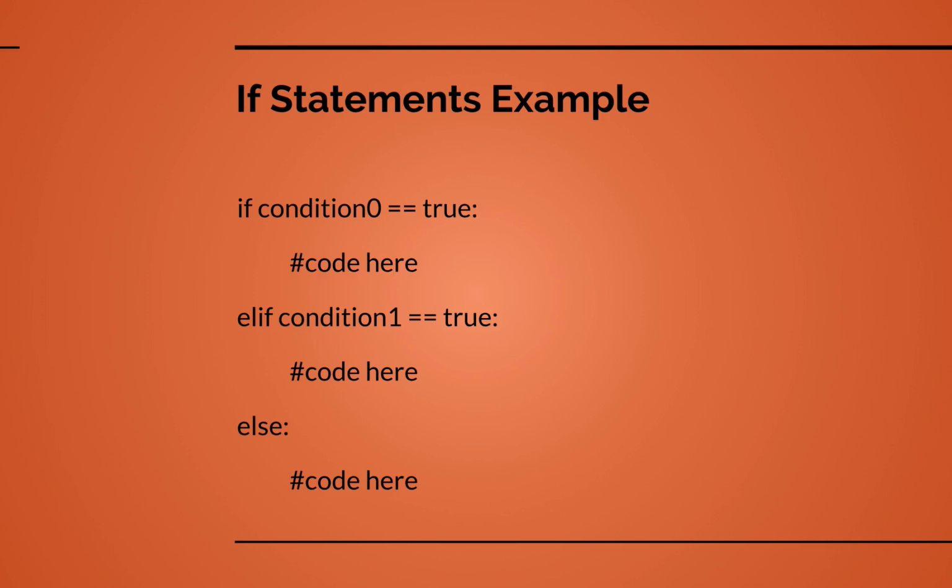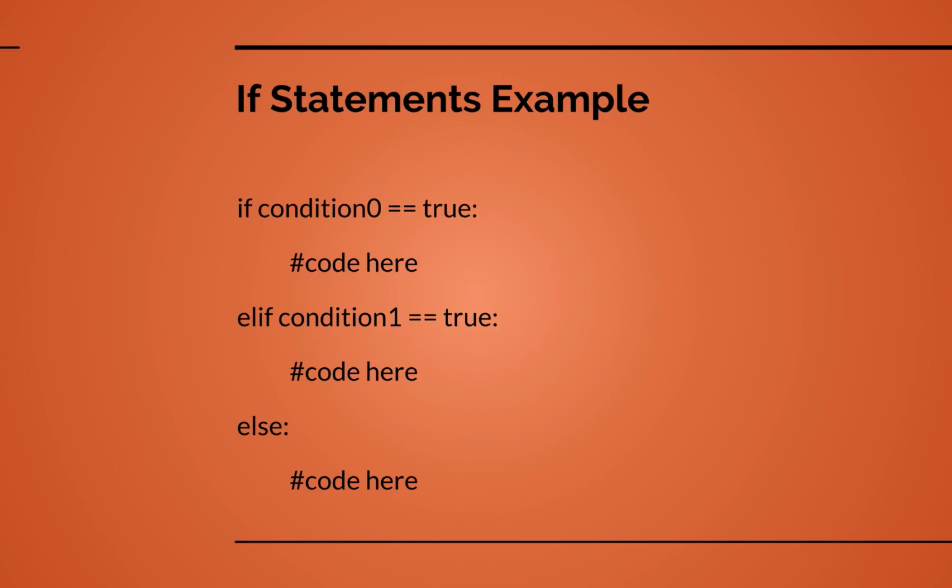But what if condition 0 evaluates to false? Well, in that case, we don't execute that code, we move on to the next test. That way, we're going to move on to elif test condition 1. If that's equal to true, we execute the code. If that is false, then we move to the else statement. So there's no other tests to test, we just go ahead and execute that code if everything above it fails.